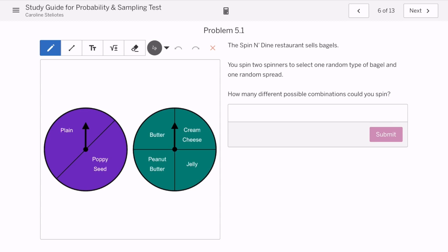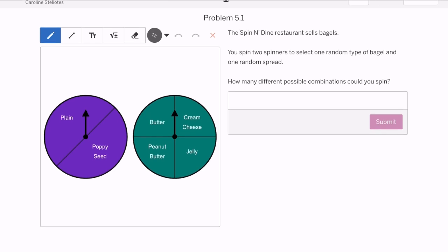All right. Question 5.1. The Spin and Dine restaurant sells bagels. You spin 2 spinners to select one random type of bagel and one random spread. How many different possible combinations could you spin?